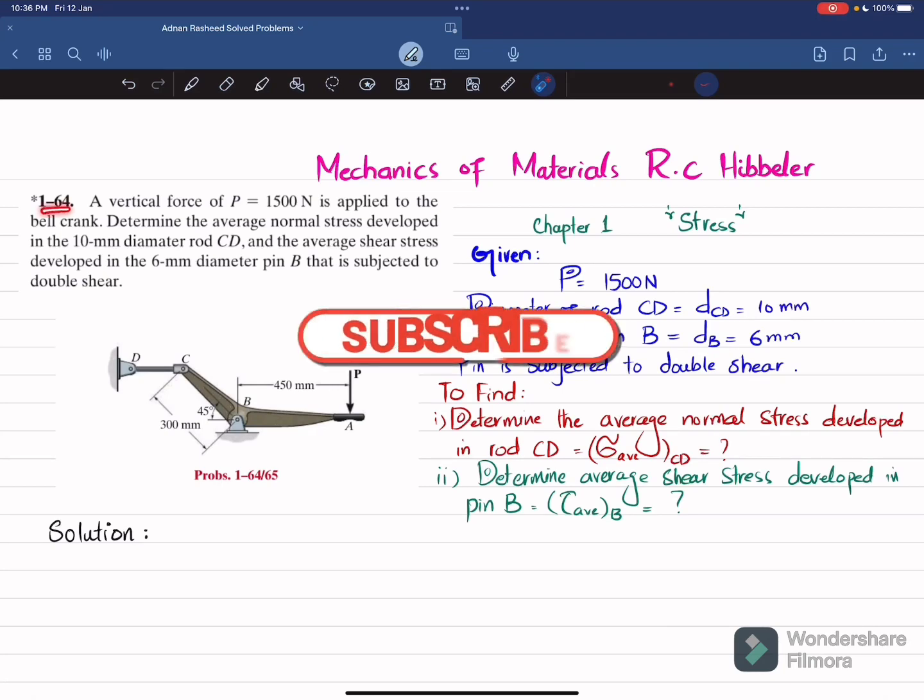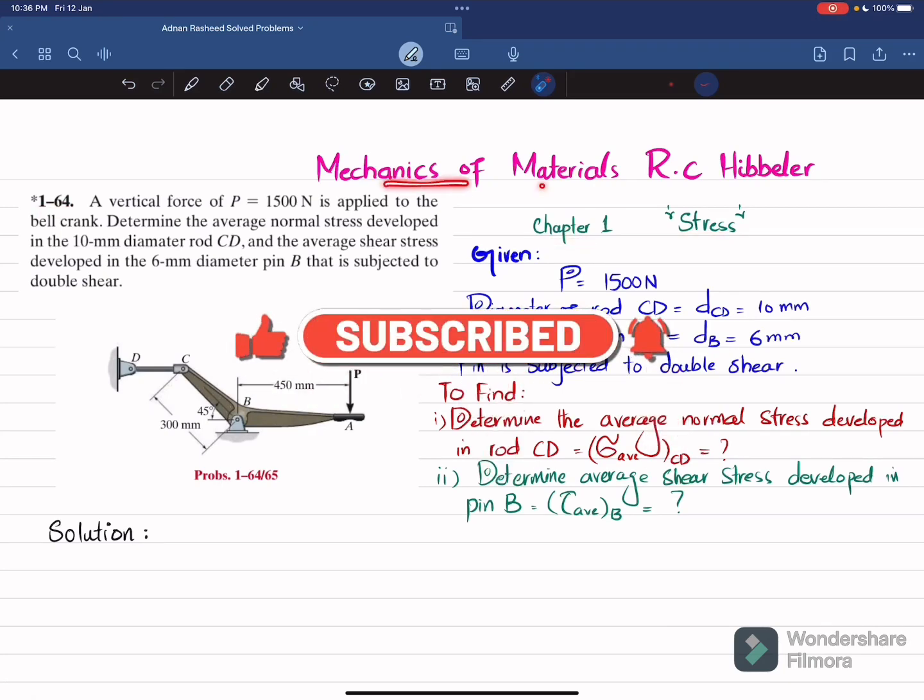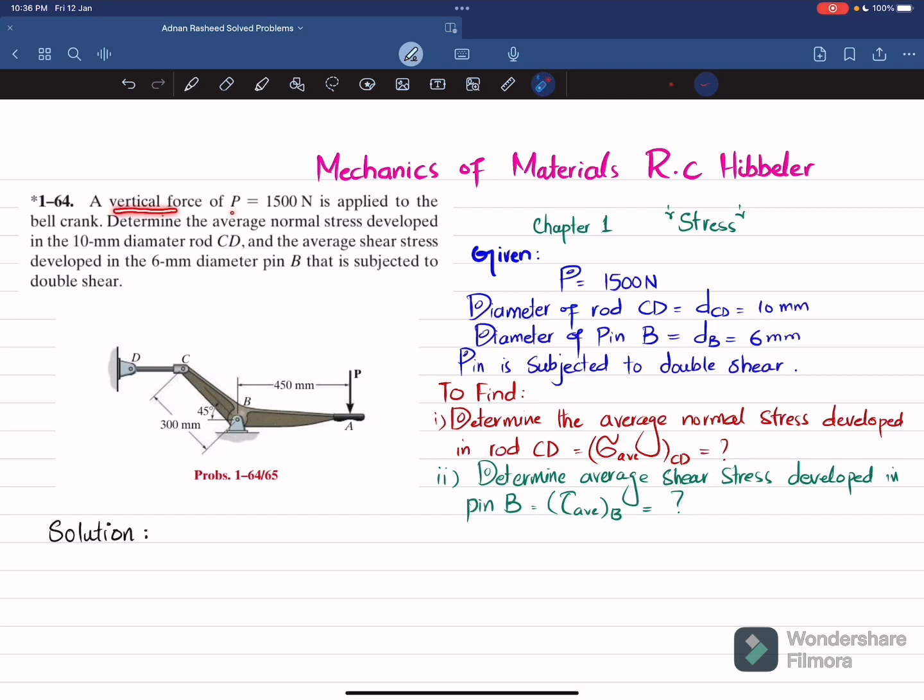Welcome back. Problem 1-64. This problem is taken from chapter number 1, Stress, and the book is Mechanics of Materials by R.C. Hibbeler. The statement is: a vertical force of P = 1500 N is applied to the bell crank. Determine the average normal stress developed in the 10 mm diameter rod CD and the average shear stress developed in the 6 mm diameter pin B that is subjected to double shear.